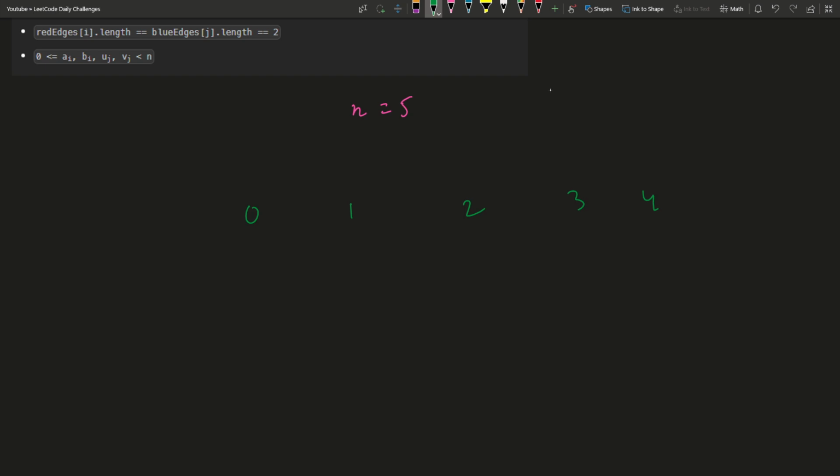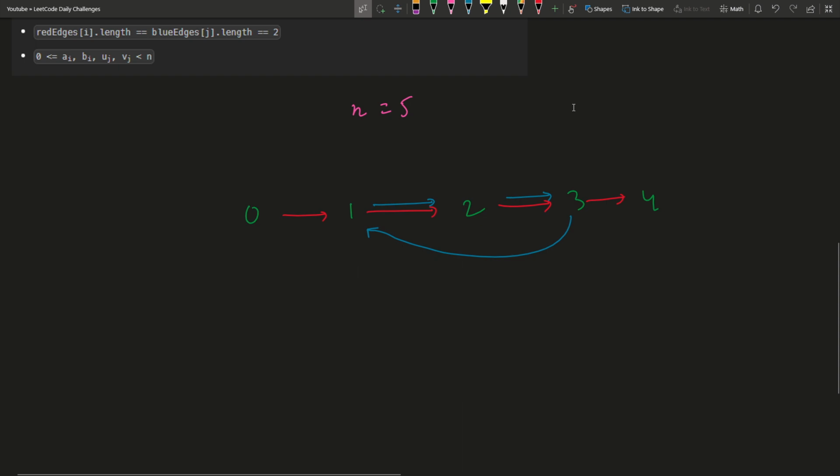Because n is 5, the nodes go from 0 to n minus 1. Now guys, we are having some red edges, 0 to 1, 1 to 2, and we are having some blue edges as well, 1 to 2, 2 to 3, and 3 to 4. This was the graph which was given.